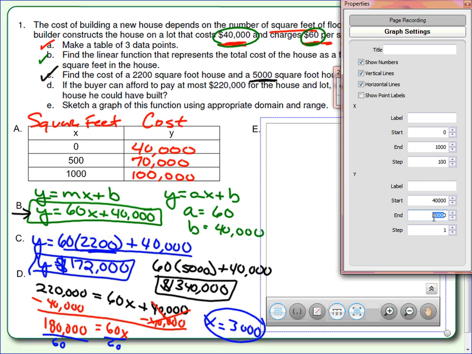Where are we going to end at? What's the last number we're going to use there? Look at the Y values. What's the last number? What's the biggest number? 100,000. So we're going to use 100,000.